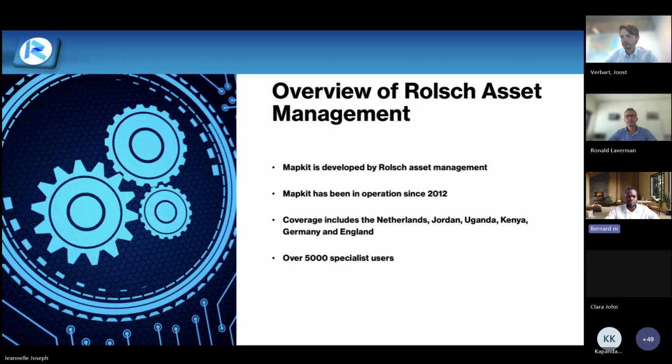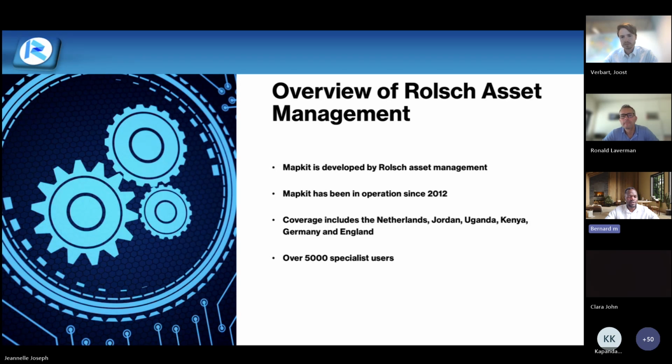So MapKit is developed by a Dutch company called Rolsch Assetmanagement. MapKit has been in operation for about 13 years. And in those 13 years, the technological development of MapKit has been driven by the needs of our customers. So all the new features, all the new functionalities that we add on MapKit are driven by the needs of our customers. I like our business model because we don't build something and just give it to the customer and say, you've made this, find a way to work with it. But we listen to our customers, what needs they have, then add features to support what they do.